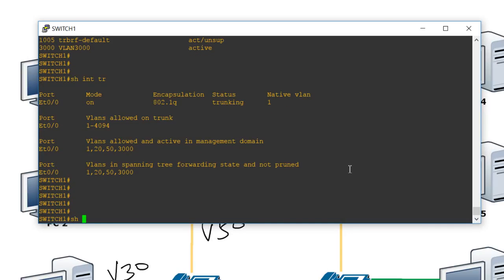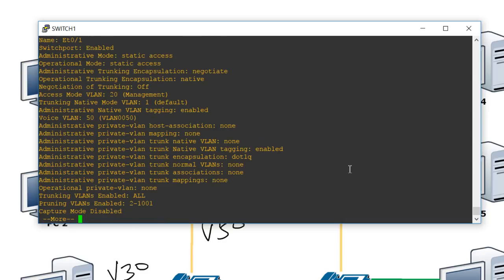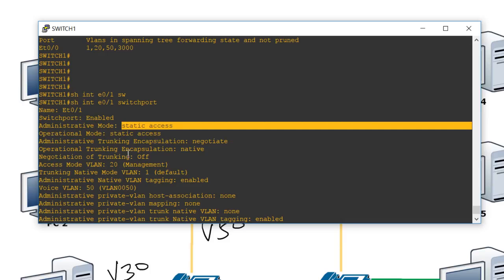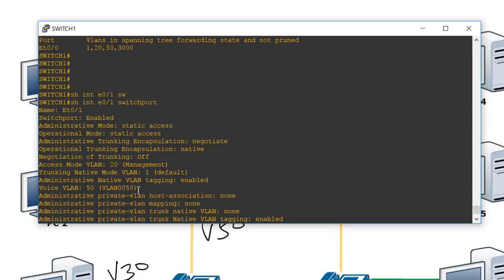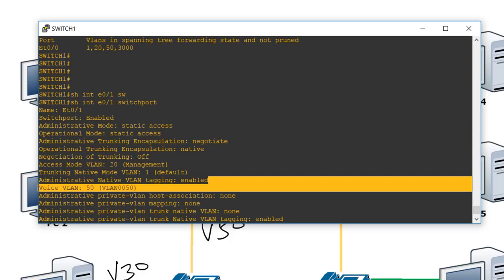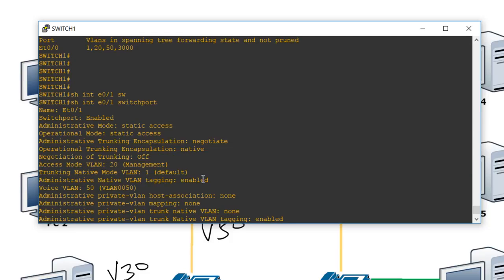So you can look at that. You can say show interface E0/1 switchport, and then we see that this port is enabled. It is definitely working as an access port. You can look at the trunking encapsulation, native VLANs, and all those things. These are there as a default configuration, but since it's an access port, you're not looking at the encapsulation and all of those things. You see here, access mode VLAN is 20 and voice VLAN is VLAN 50. So this is how you see if that port is part of two VLANs, one voice and one data VLAN.